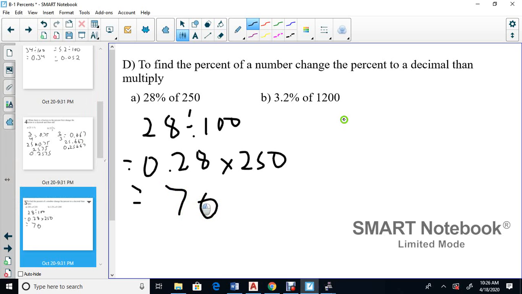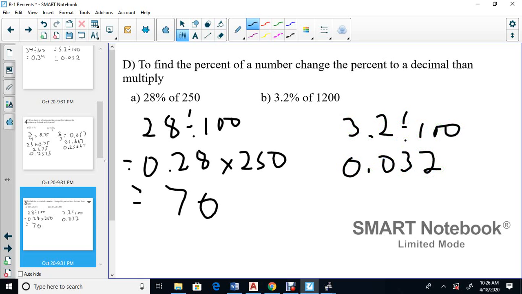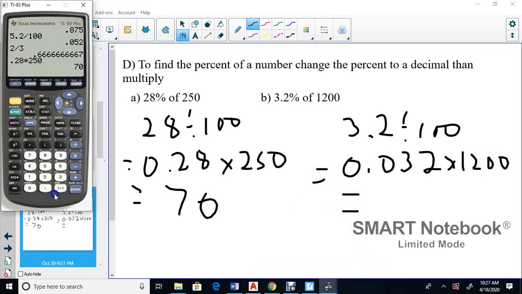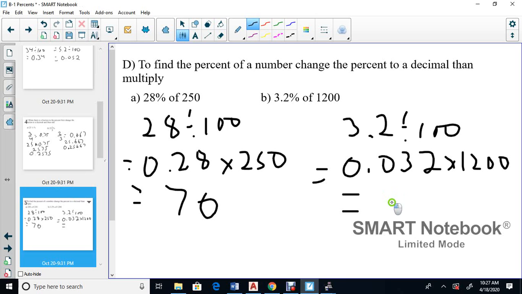Okay, here, same thing, you do 3.2 divided by 100 to get your decimal, and so you end up with 0.032. Then you multiply that by 1200. Our final answer here, we go to our calculator, 0.032 times 1200, and we get 38.4.